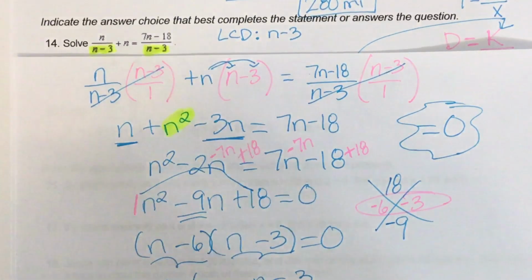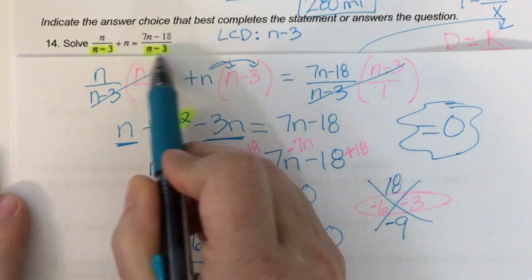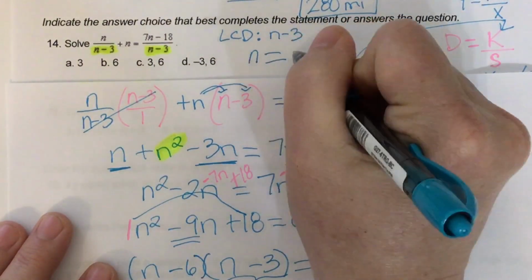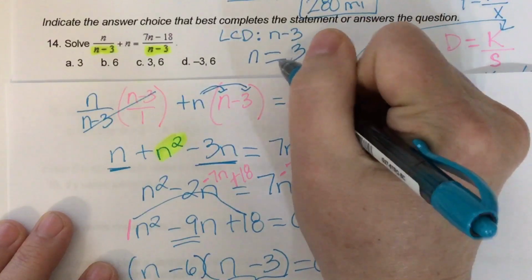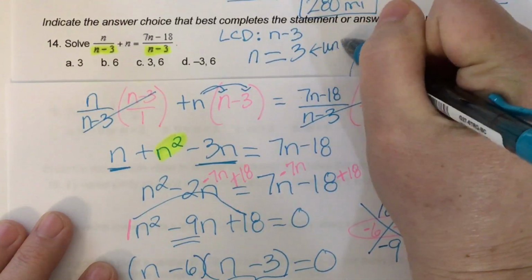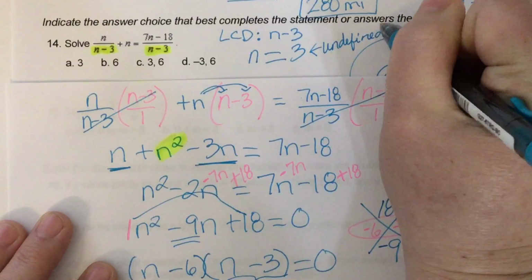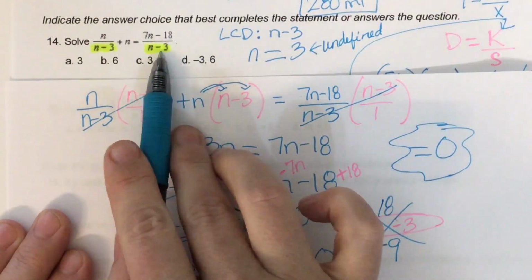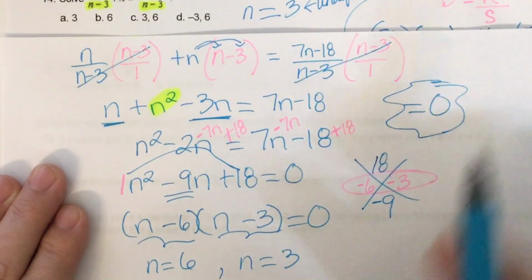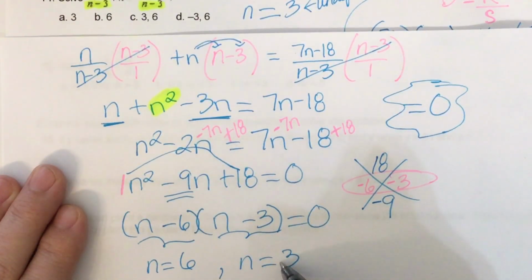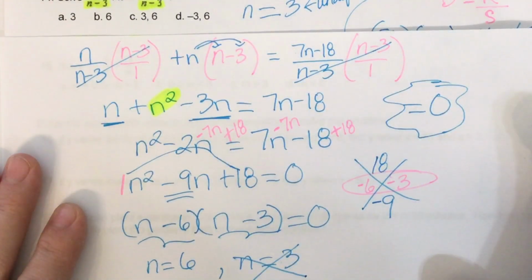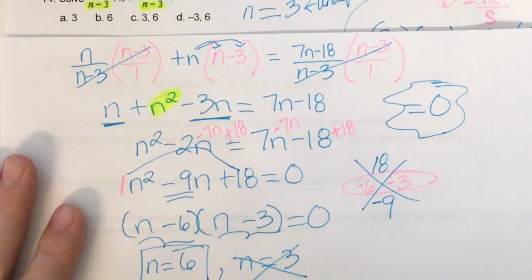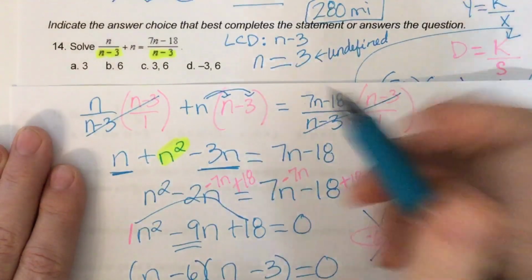Well, if you set n minus 3 equal to 0, what would you get? Positive 3. So I know that n cannot equal a positive 3. This is where it would be undefined. So this problem would not work. It would be undefined if n was a 3, because 3 minus 3 makes a 0 in the denominator. So when I got this answer of 3 down here, I know that can't be an answer, because that would put a 0 in the denominator. So the only answer that works is the 6. So the answer to this problem is B.